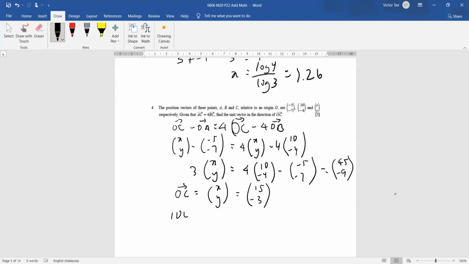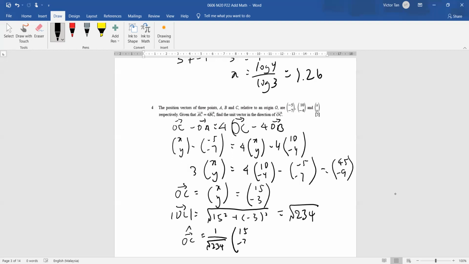So the magnitude of OC equals the square root of 15 squared plus minus 3 squared. 225 and 9 is 234. So the unit vector in the direction of OC equals 1 over square root of 234 times (15, minus 3). Okay, there we have it.